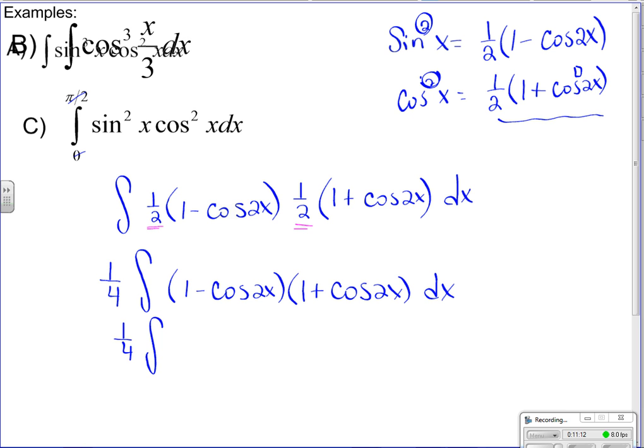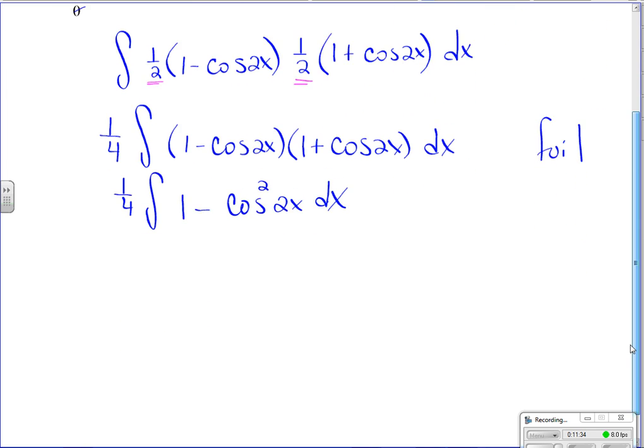1/4 the integral of 1 minus... If I FOIL this, when we multiply it by each other, I'm going to get 1 minus, the middle terms will disappear, and I'll have a minus cosine squared 2x dx. I still don't have anything I can really set up with a u sub.